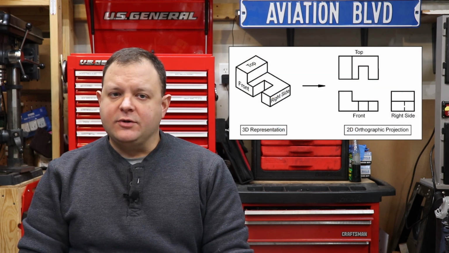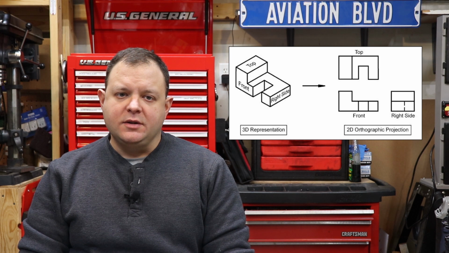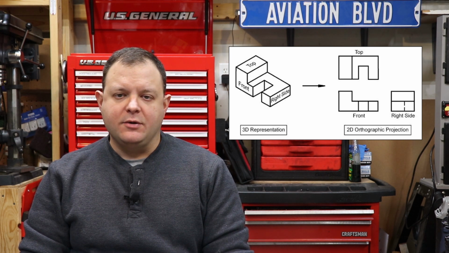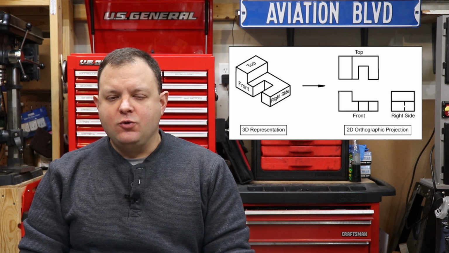One major concept in drafting is a type of drawing called an orthographic projection. Orthographic projection is a way to represent a three-dimensional object in two dimensions on a piece of paper or a computer screen. When you look at different views of parts in a set of blueprints, you normally see some variation of this type of drawing.